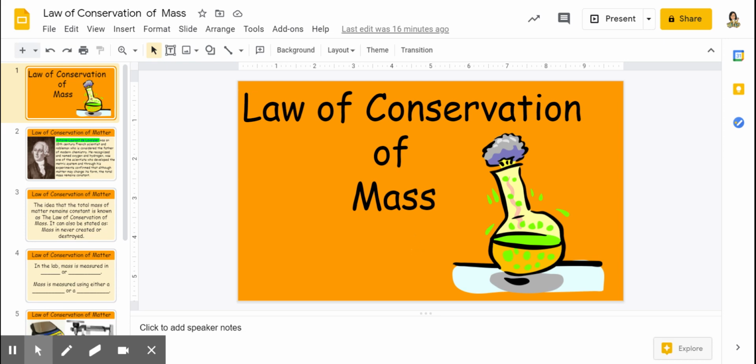Our topic for today is all about the law of conservation of mass. The learning objectives are: students will be able to explain the law of conservation of mass, and students will be able to solve simple problems regarding the law of conservation of mass.